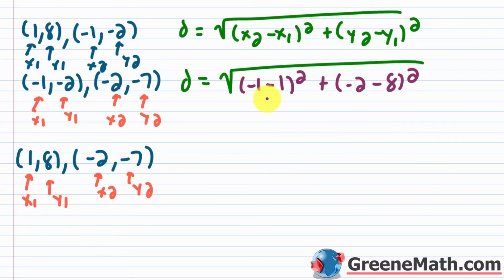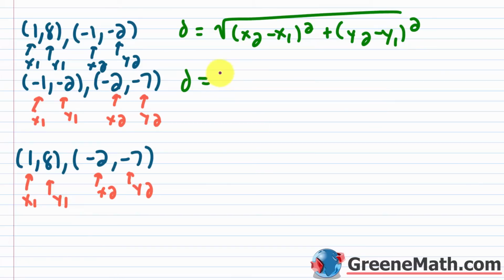So -1 minus 1 is -2, and if you square -2, you're going to get 4. So let's write a 4 there. And then here, -2 minus 8 is -10, and if you square -10, you're going to get 100. So this is 4 plus 100, which is 104, underneath my square root symbol. So what is 104? Well, I know it's divisible by 4. 104 would be 4 times 26, and 4 is a perfect square. So let's write 4 times 26 like this. Square root of 4 is 2, so this is 2 times the square root of 26 for the distance between these two.